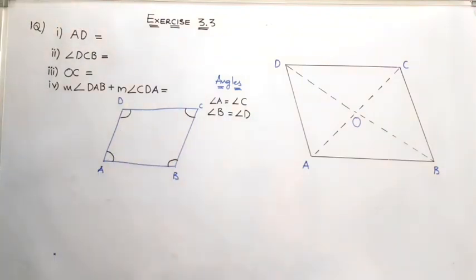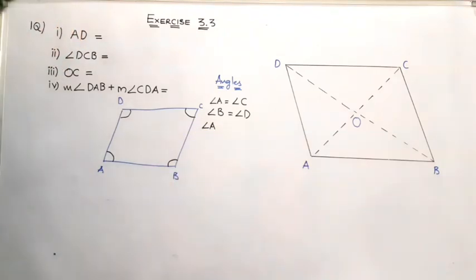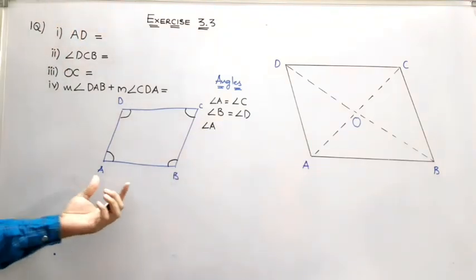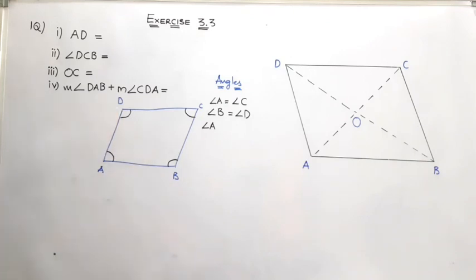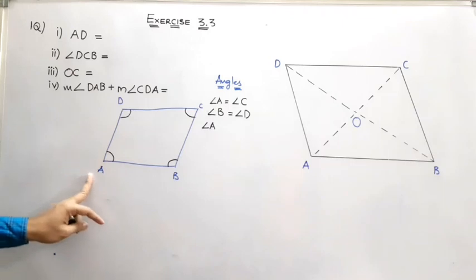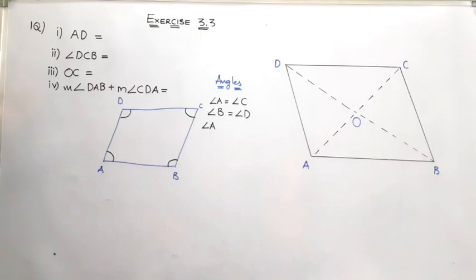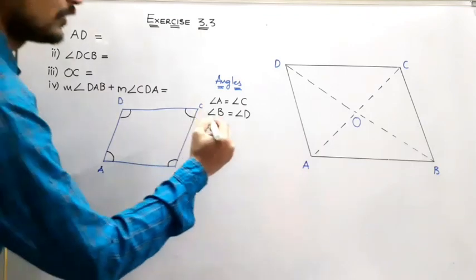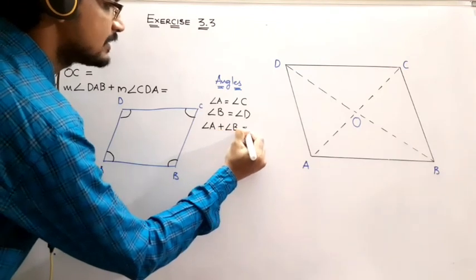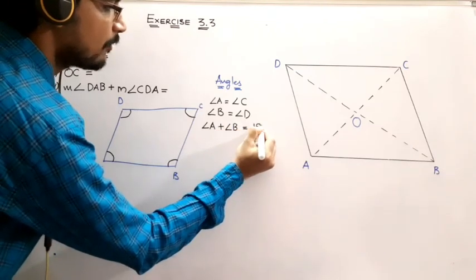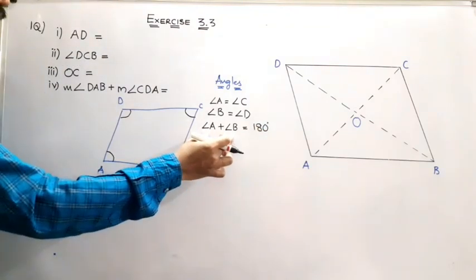And the other thing is, if I am taking angle A, the adjacent angle of angle A is either B or D, isn't it? The adjacent angle of angle A is either angle D or angle B. Okay, so angle A plus angle B will always be supplementary. Supplementary means the sum of the two angles will be equal to 180 degrees. Okay, but we have to take only two angles at a time.